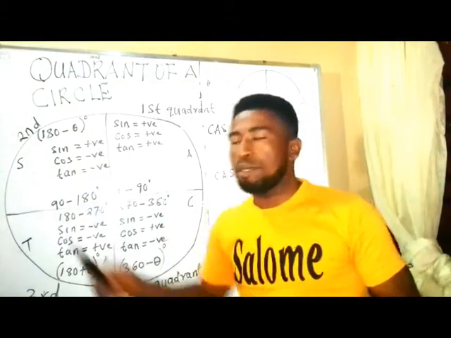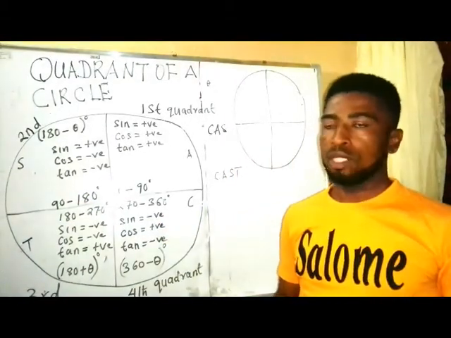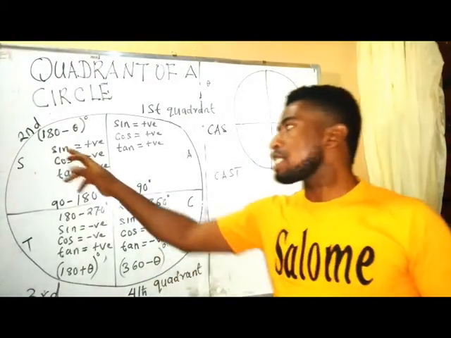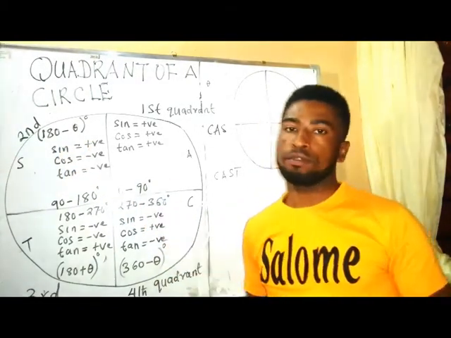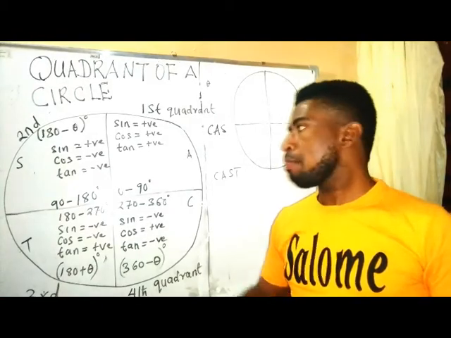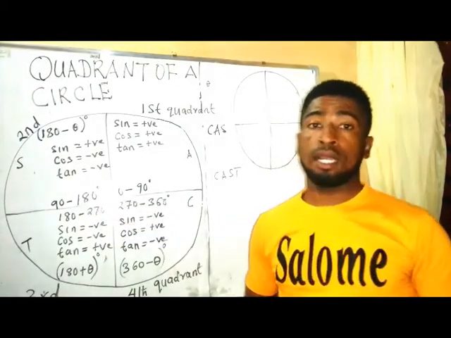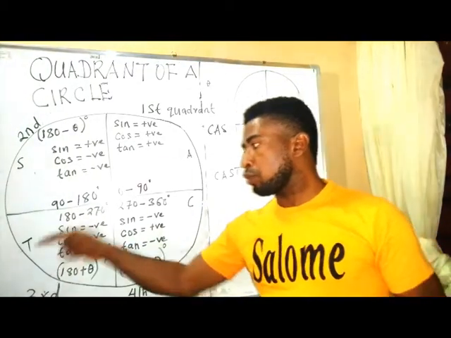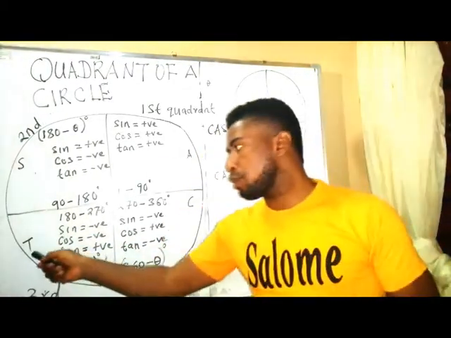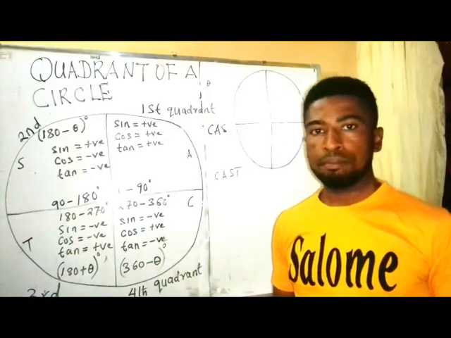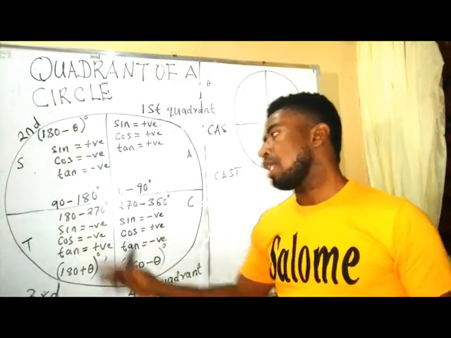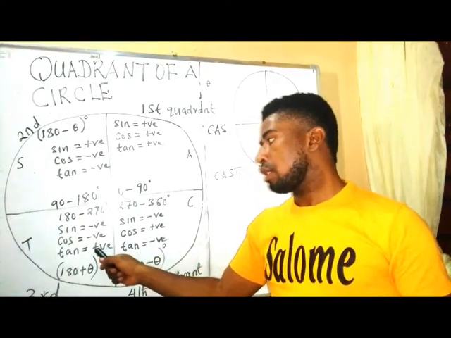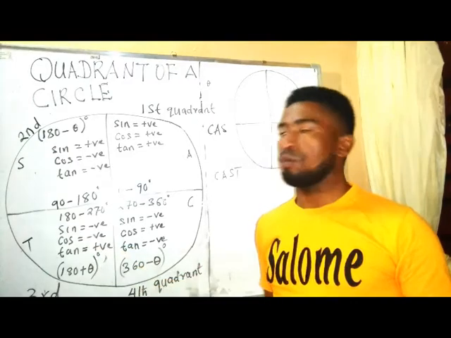Now the S here means what? Sine. It simply means that in the second quadrant, only sine is positive. That is to say that cosine and tan are negative. And then we move to the third quadrant. This T here means what? Tan or tangent. It simply means that at the third quadrant, only tangent is positive. And that is to say that sine and cosine are what?